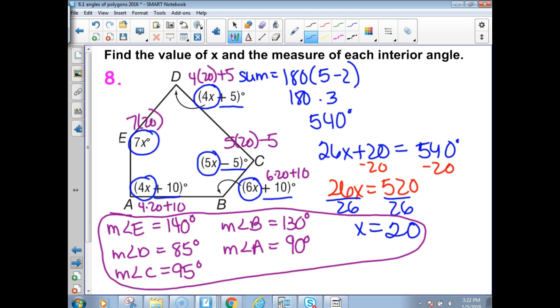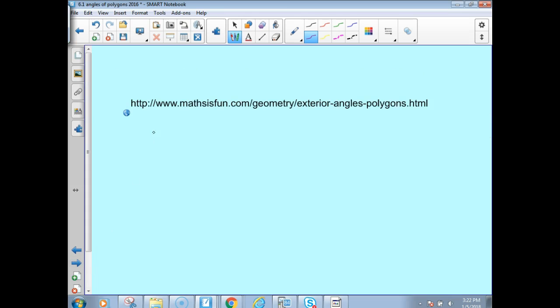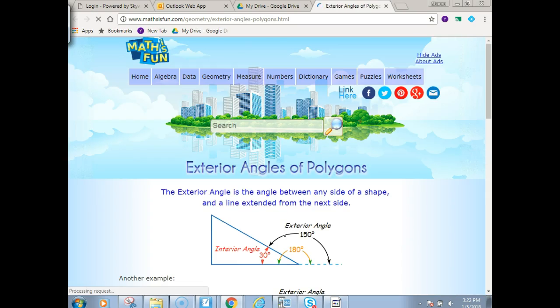Okay, this is where I wanted to show you something kind of cool. We decided already that these angles on the outside of a polygon, if you were to extend the side, even if it's irregular, they're always going to add up to 360. Now I'm going to show you a visual of why that happens.